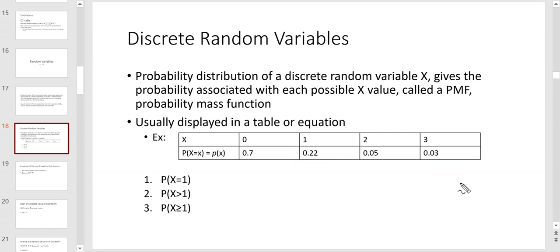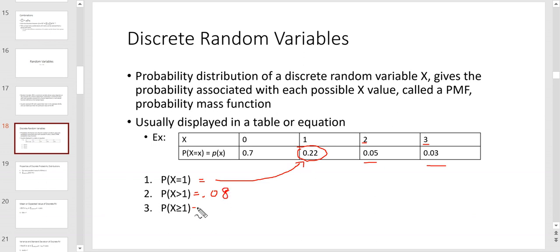Okay, so let's do a couple examples. These may seem very easy, but there's an important lesson here. First question, what's the probability that x equals 1? You just take that right off the chart, right? What's the probability that x is greater than 1? So let's think of that. It can't include 1, but it includes everything greater than 1. So we're talking about 2 and 3. So we add up these probabilities. So 0.08, right?